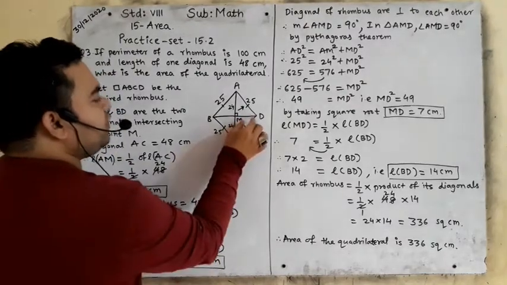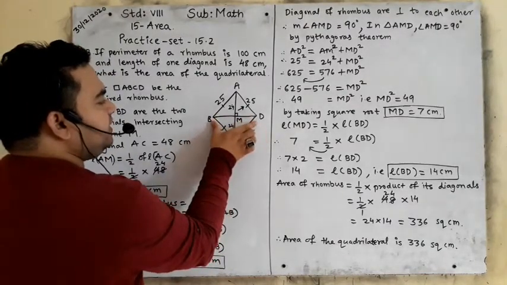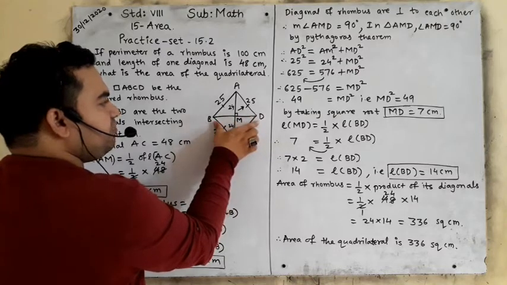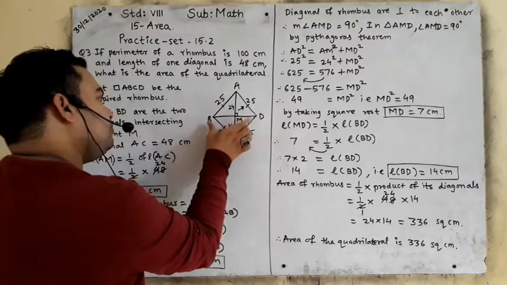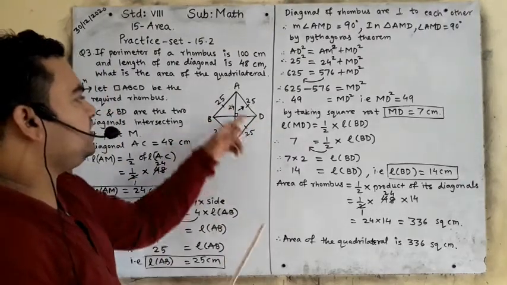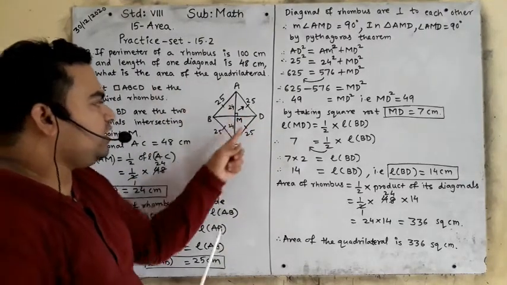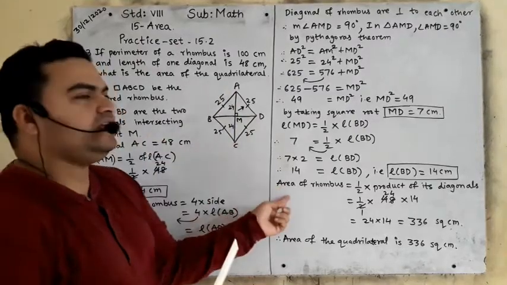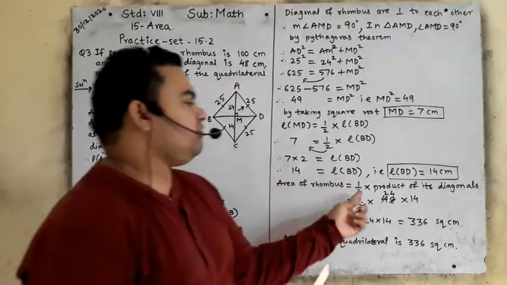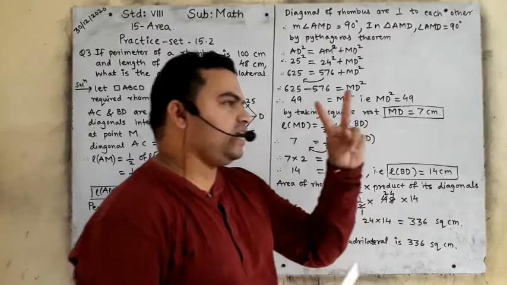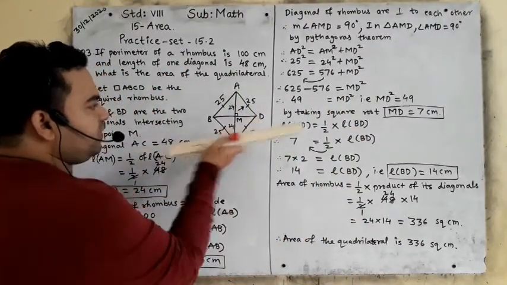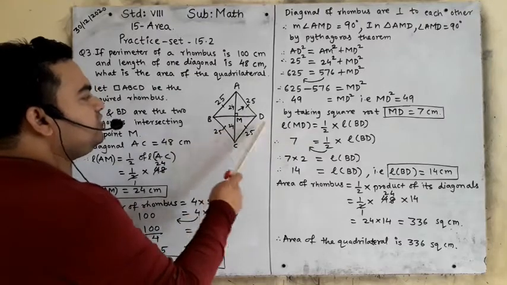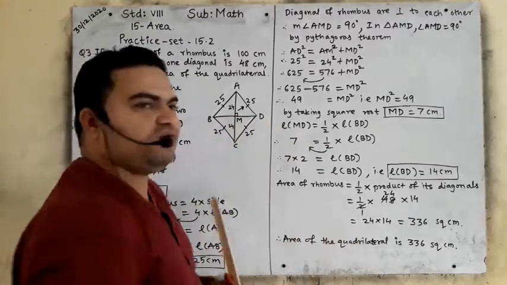Yes, so if you find MD, you can find BD, because MD is half of BD. MD is half of BD. So if MD is known, BD will be known. Then you will get the two diagonals. If you know the two diagonals, you can find out the area of the rhombus, which is half into the product of its two diagonals. So one diagonal you know, it is 48. The second diagonal you will find out here. If the second diagonal comes, you will find out the area of the rhombus.